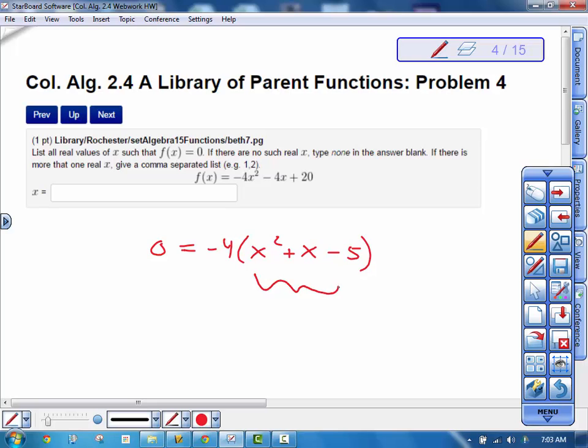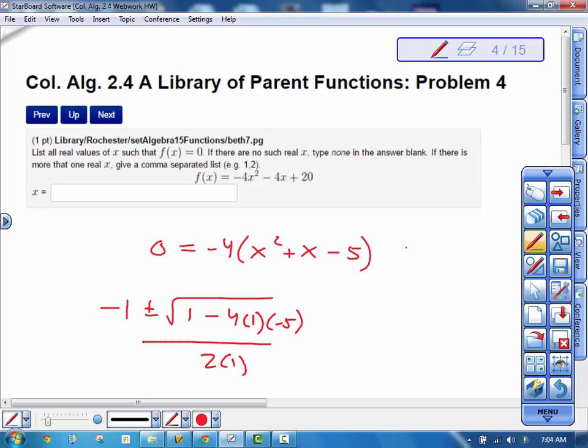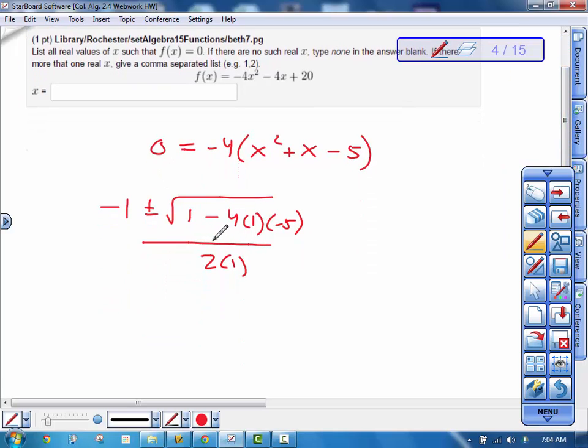Basically, we're looking for where this is 0, because where this is 0 gives us 0. So the quadratic formula works great. It's the opposite of b, plus or minus the square root of b squared minus 4ac, all over 2a. Looks like we have some irrational answers. If all negatives go positive, this is 21 underneath here, all over 2. So it looks like our answers are -1 plus the square root of 21, all over 2.